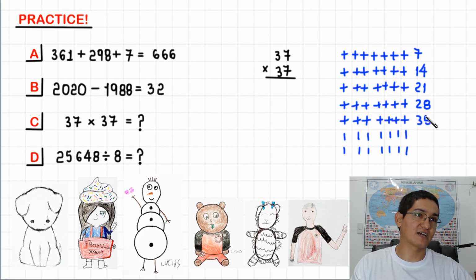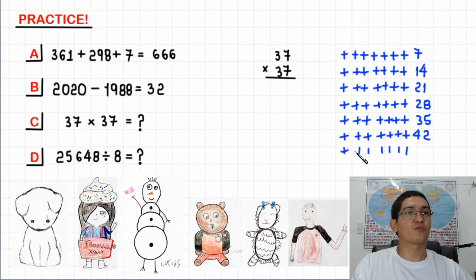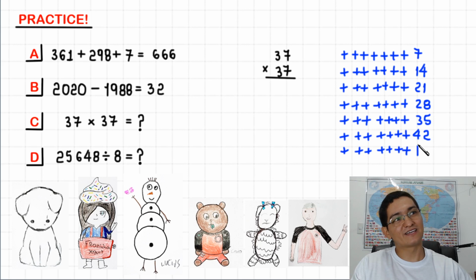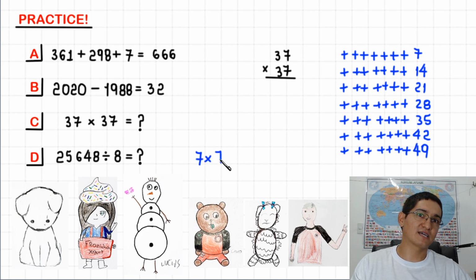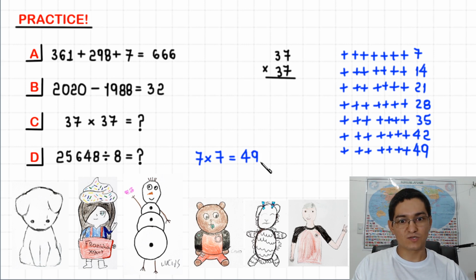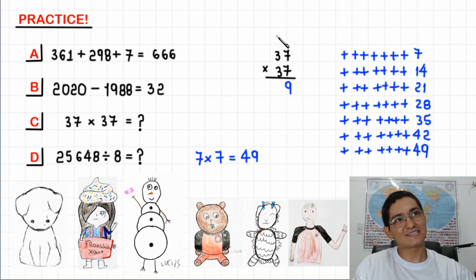That is 5 times 7, 35. 36, 37, 38, 39, 40, 41, 42. 42 is the same as 6 times 7. 43, 44, 45, 46, 47, 48, 49. We found it. It's not like you didn't know. I am sure all you guys already knew, right? 7 times 7 equals 49. Exactly. So I write 9 here, and the 4 I write up here.